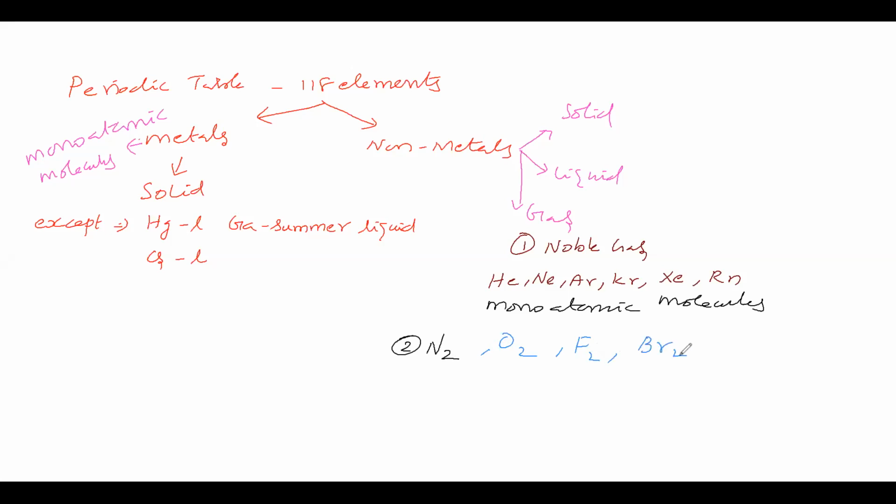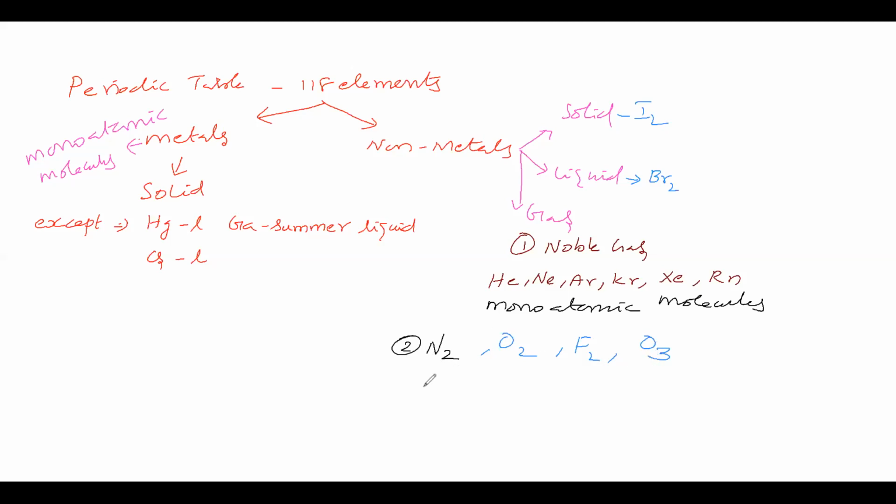Bromine exists as a diatomic liquid. Iodine exists as a diatomic solid. This is about the halogens. Then in oxygen, another form is there, that is ozone. Ozone comes under triatomic molecules.